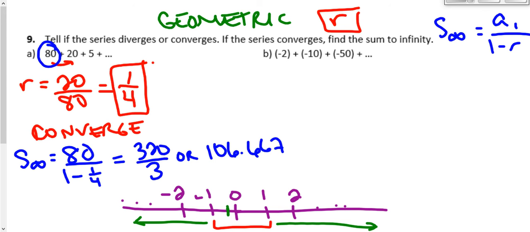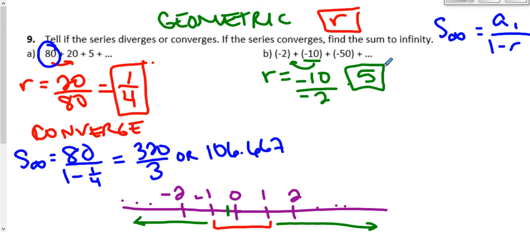We're going to start it the same way. We're going to look for r, and we're going to do that by taking a term and dividing it by the one that came before. So -10 divided by -2. The negatives cancel, we get the number 5. So r is the number 5, and because it's 5, that's way over here on our number line, so that's diverging. And because it diverges, we don't have to find the sum to infinity. We're done.